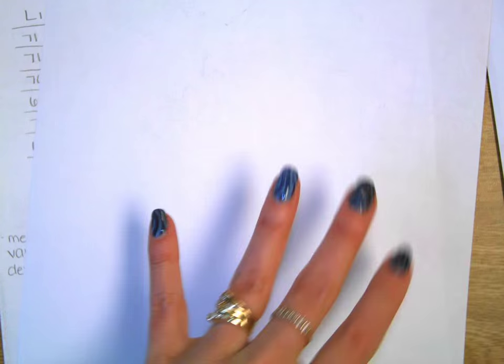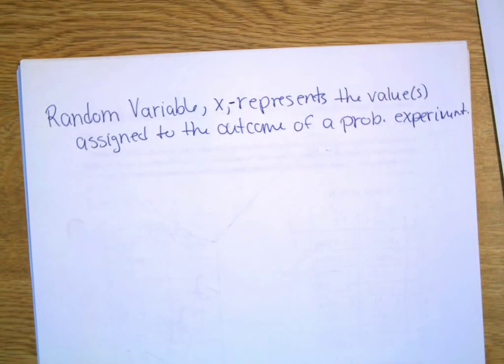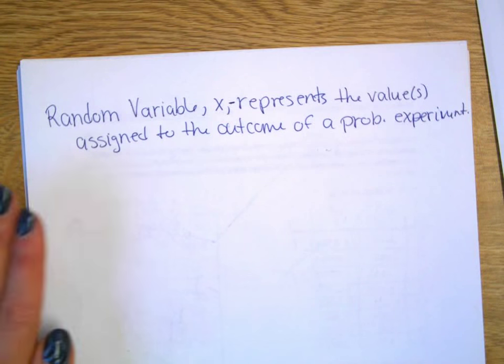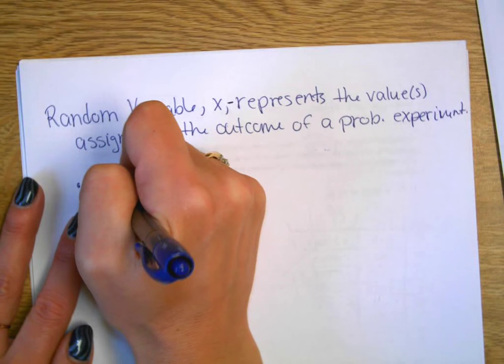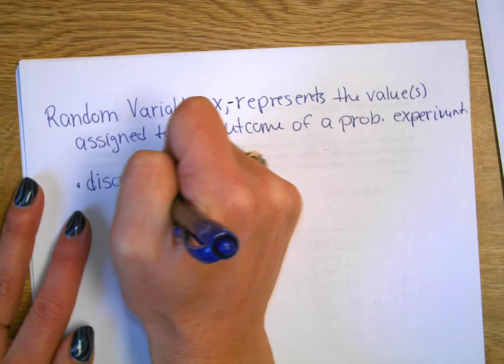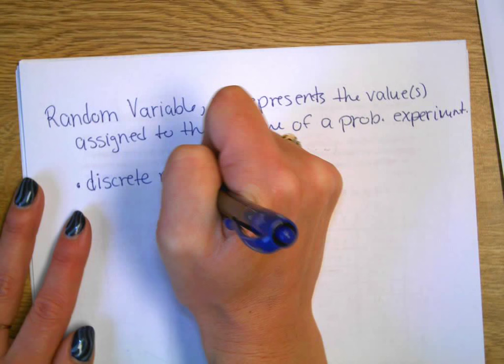So the experiment we just did was counting the number of days it rained. Our random variables were 0 days of rain, 1, 2, and 3. Those were our x values for the example we just got done doing. So x represents the possible outcomes. And what we just did is called a discrete random variable.